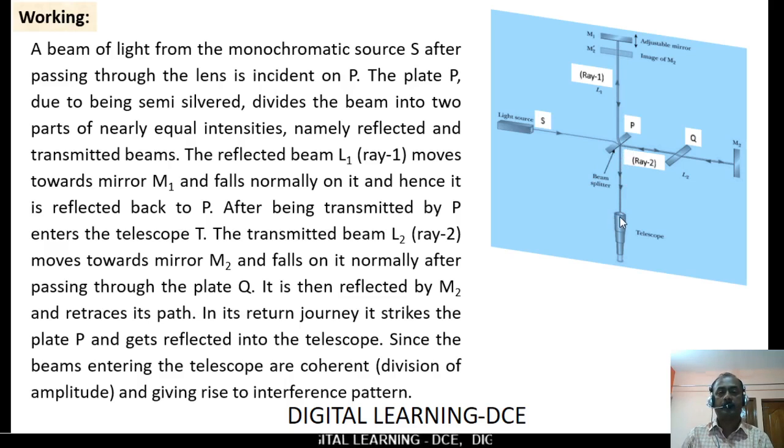The transmitted beam L2, which is called ray 2 in the diagram, moves towards the mirror M2 and falls on it normally after passing through the plate Q. It is then reflected by the mirror M2 and retraces its path.